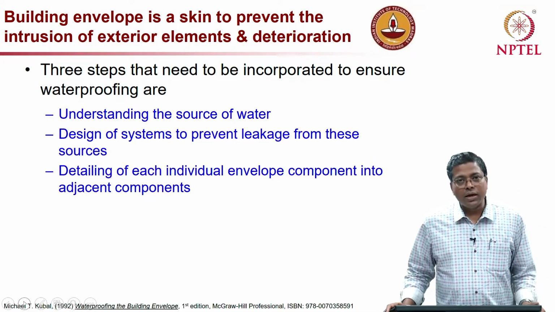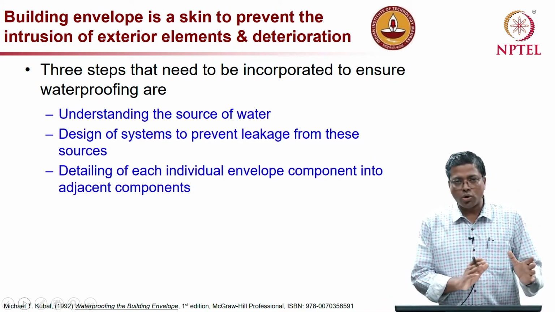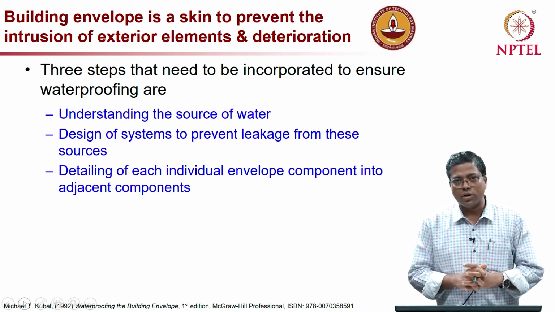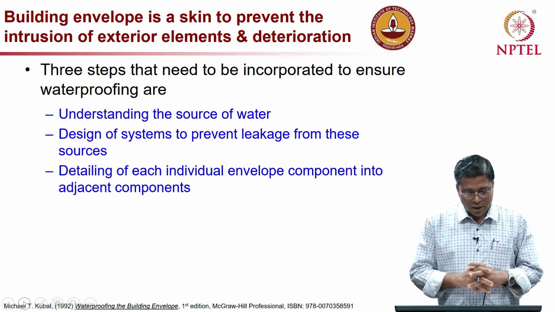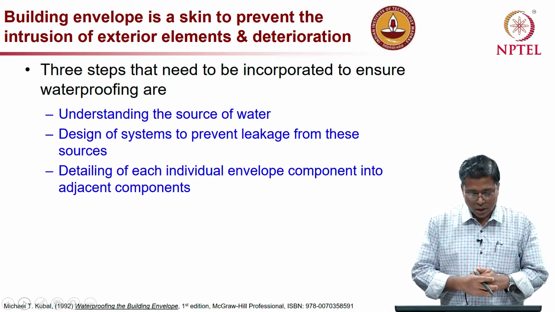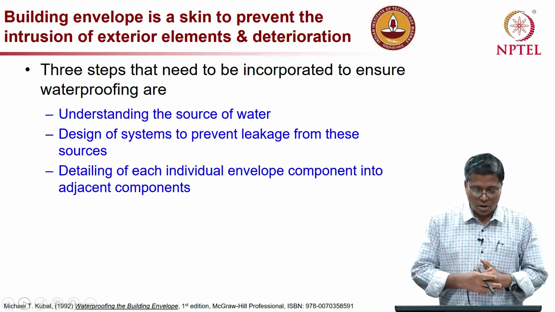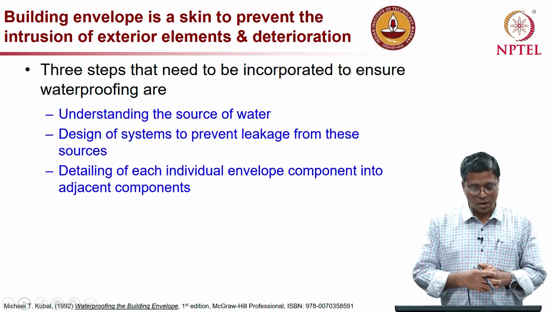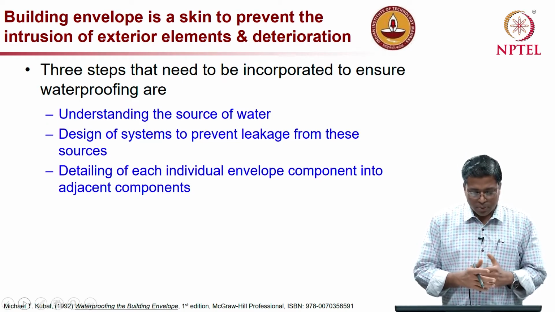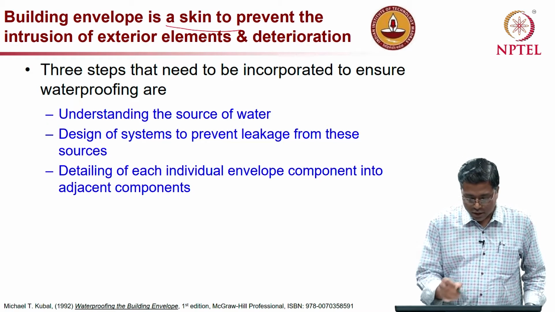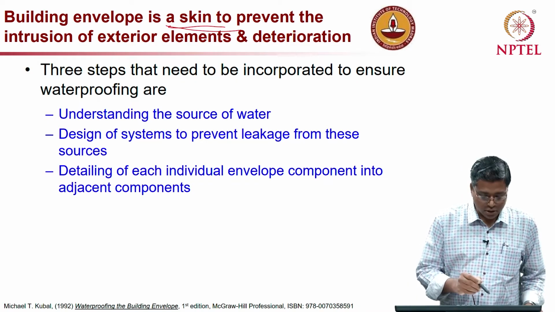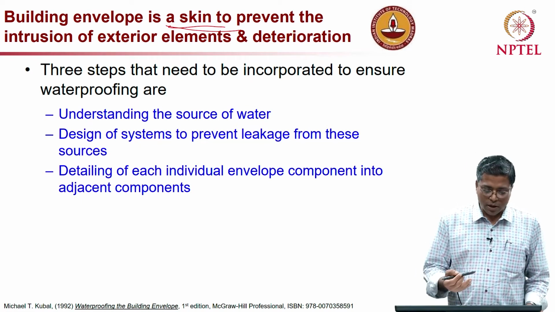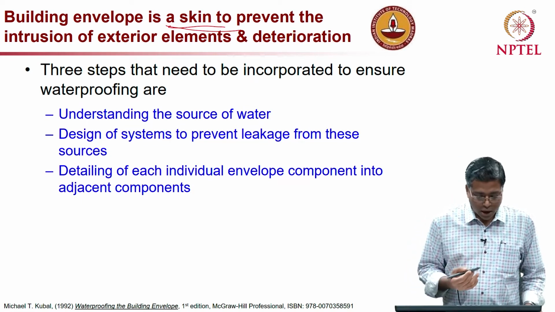Now, building envelope. I have just shown you different types of sources of water and how water can affect buildings. Now, let us see how to prevent the intrusion of water into the building. The building envelope is a skin, we can look at it like that, to prevent the intrusion of exterior elements and deterioration. In this aspect, we are talking about intrusion of water.